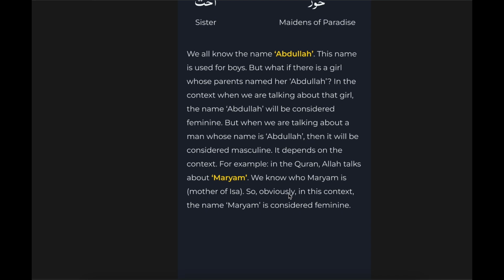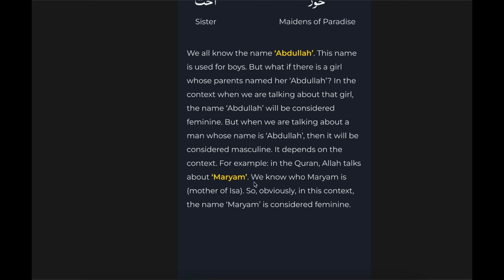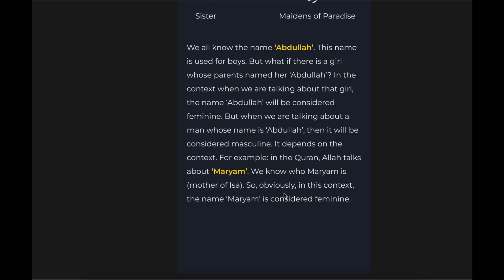Then you have Maryam, for example. When Allah talks about Maryam, we know that Maryam is a feminine name, and we know that she is the mother of Isa alayhi salam. So by default, we know that Allah is talking about a lady, a feminine. So that's why grammatically, when Allah is talking about Maryam, the feminine grammar is used.